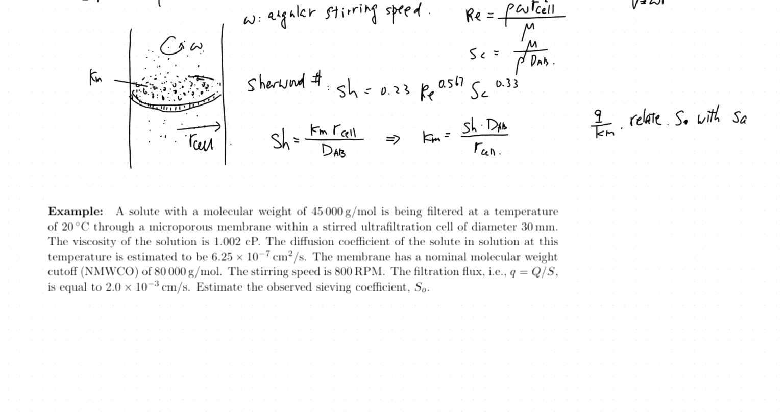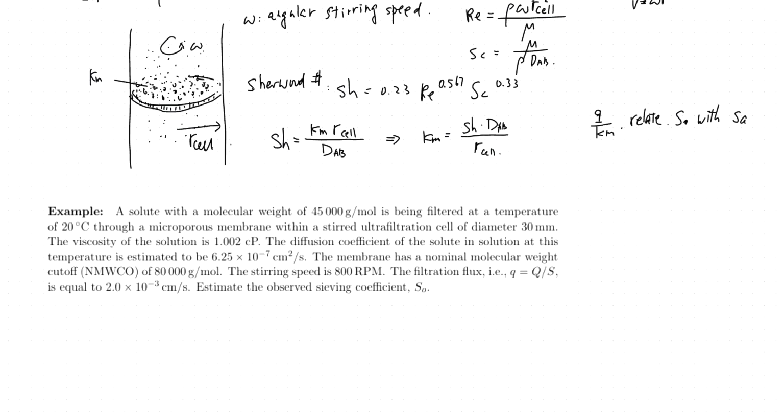The membrane has a nominal molecular weight cutoff. If you see this terminology, it means the size of the membrane pore corresponds to a molecular weight of 80,000 grams per mole. So if you have a molecule which is heavier or larger than this one, it cannot go through the pores. They give you the stirring speed, and also the filtration flux rate Q. They ask you to estimate the observed sieving coefficient.